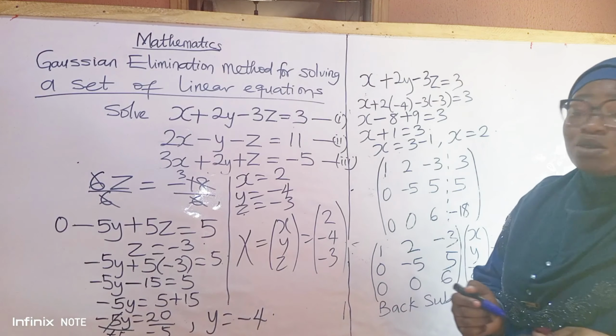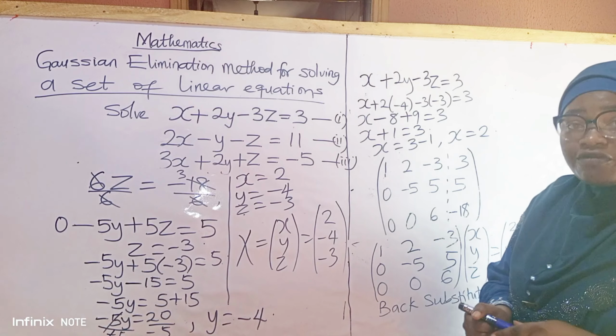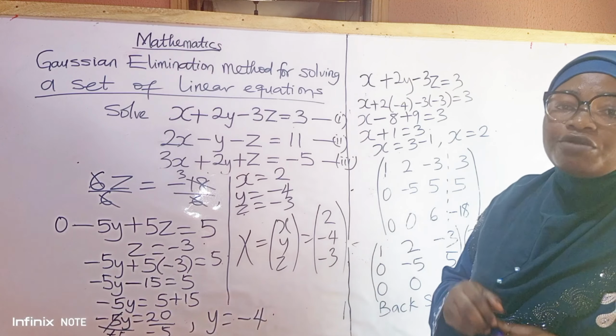So that is how to use the Gaussian elimination method to solve simultaneous equations involving three unknowns.